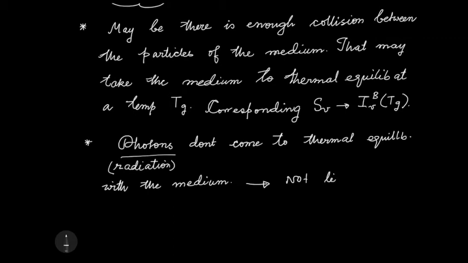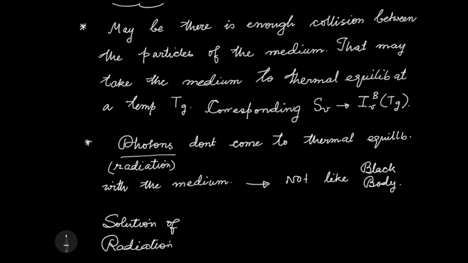Okay, so the photon is not in thermal equilibrium, so not like black body. So its radiation will not be like black body. Okay, so what will be the radiation? So the solution of radiative transfer, we have already seen what will be the radiation, right?